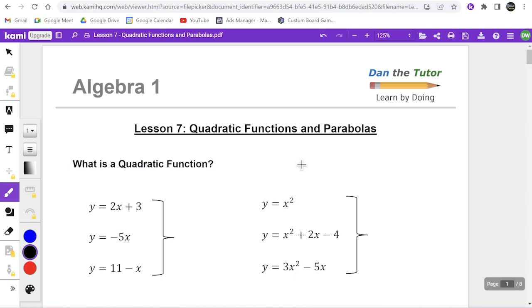Basically, the last couple weeks we talked about linear functions like y equals mx plus b. Today we're talking about quadratic functions, which are the second most important kind of function to know for Algebra 1. So let's go ahead and dive right into it.